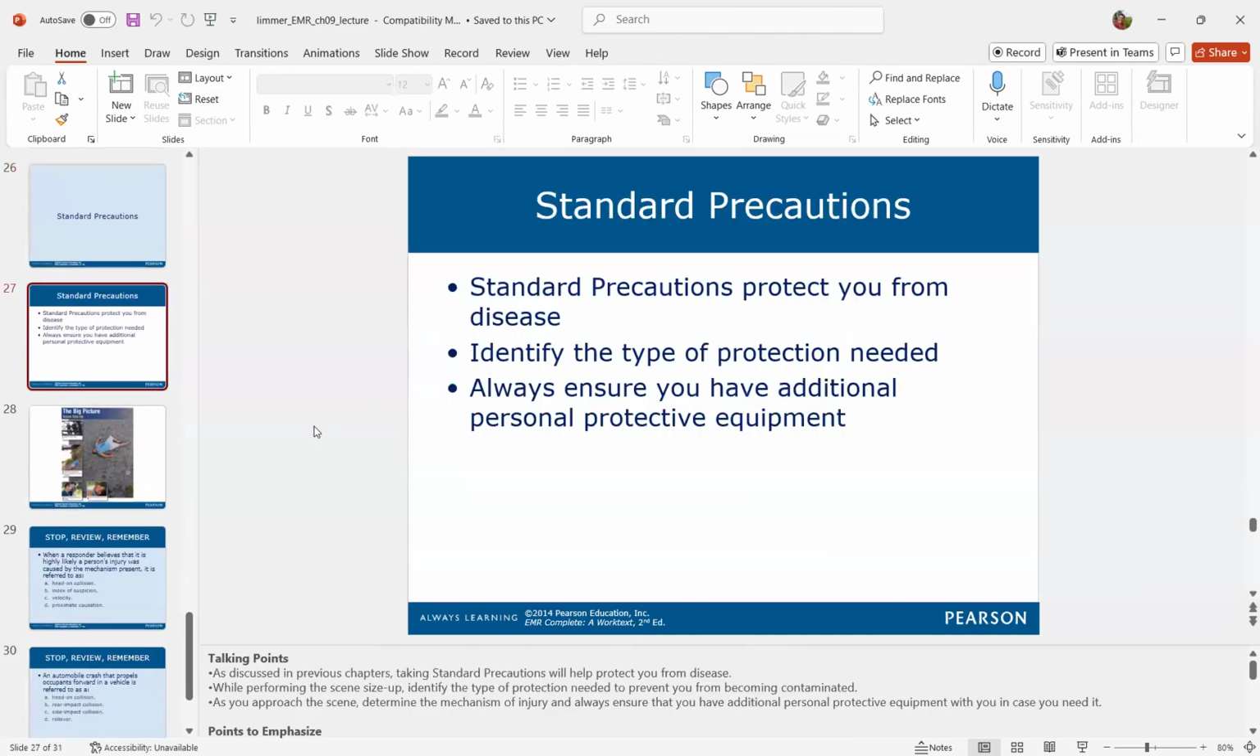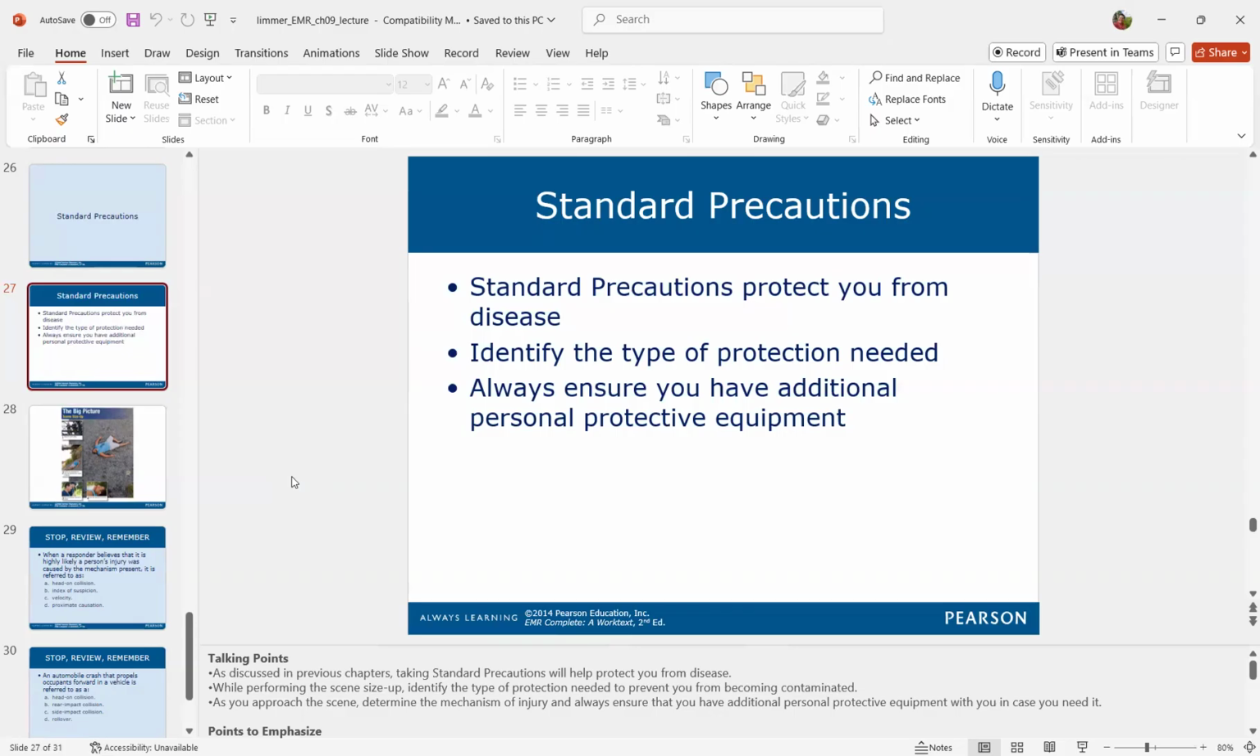So this is keeping us safe from what that patient might have. While performing the scene size up, identify the protection needed to prevent you from becoming contaminated from diseases, etc. As we approach the scene, we should be putting on whatever layer of PPE we need to. Minimum is gloves, right? If you have spraying stuff like blood, maybe we want to put on some eye face shield, maybe a gown if we have time to do that.